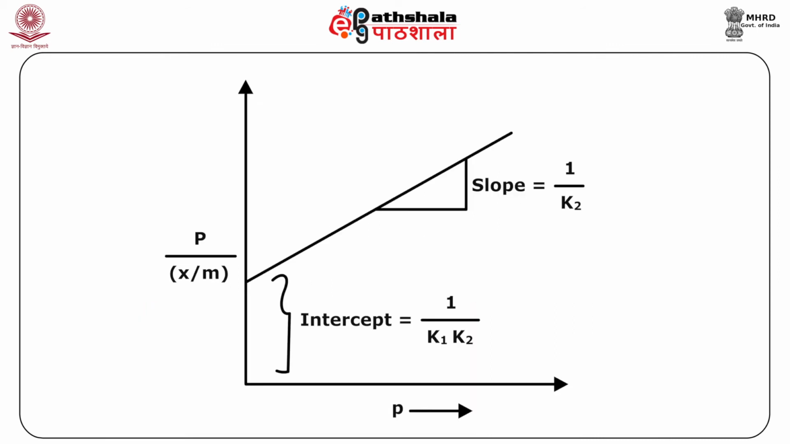A straight line plot between p upon x by m and p will validate the Langmuir adsorption isotherm. This will give slope as 1 by k2 and intercept as 1 upon k1 k2. From these values, the constants k1 and k2 can be evaluated. Figure shows the Langmuir adsorption isotherm.